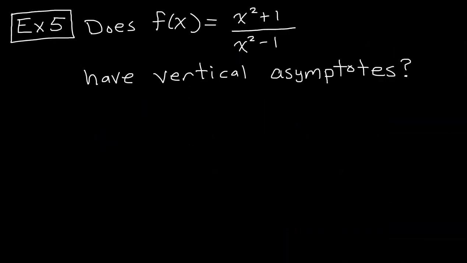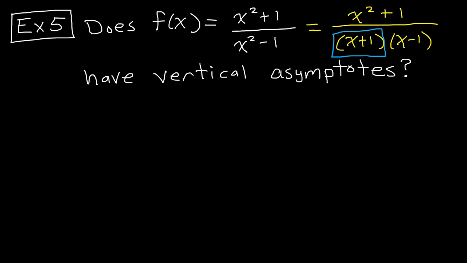Example 5, does f of x equals x squared plus 1 over x squared minus 1 have vertical asymptotes? Well, first of all, notice that the denominator can be factored. This is the difference of two squares, so this is going to factor as x plus 1 times x minus 1. The numerator cannot be factored. The sum of two squares, there's nothing you can do with that. So that's just going to stay x squared plus 1.